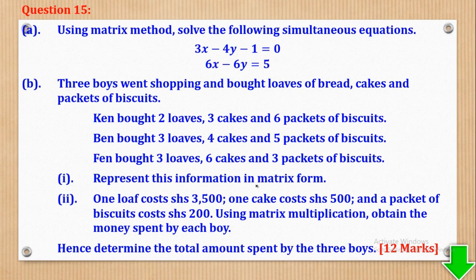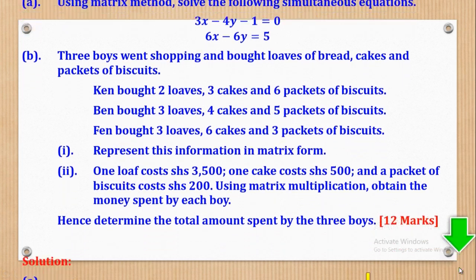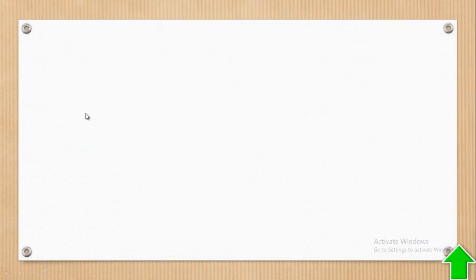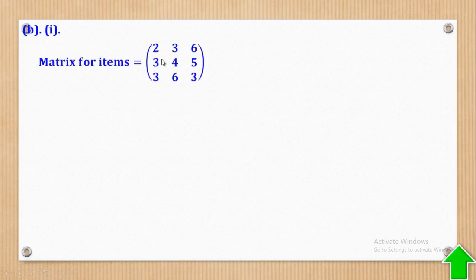So let's first do that. So for Ken we have 2, 3, 6, and for Ben we have 3, 4, 5, and this one we have 3, 6, 3. So we shall write that in matrix form. So we have 2, 3, 6, 3, 4, 5, and 3, 6, 3.